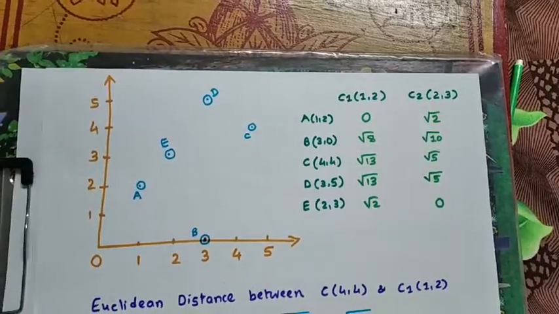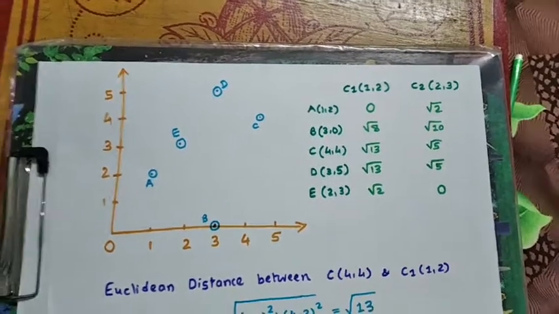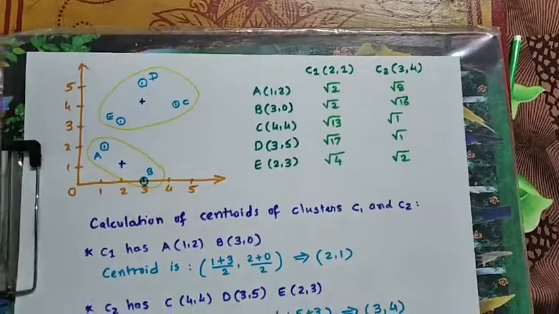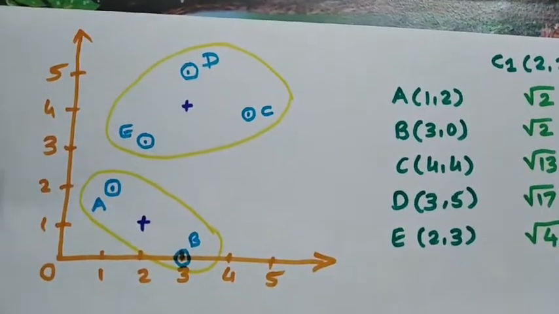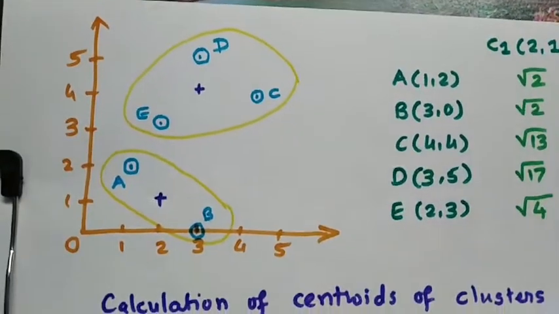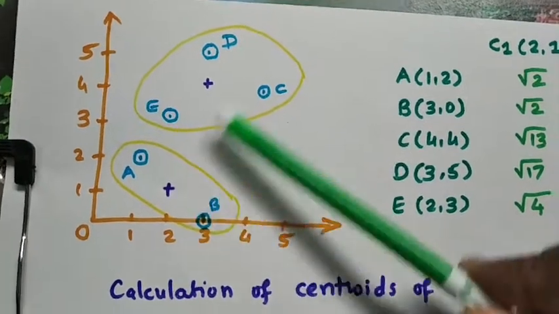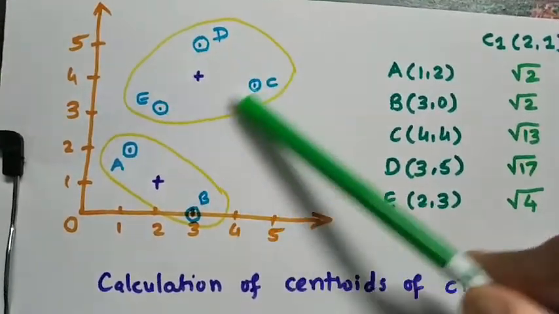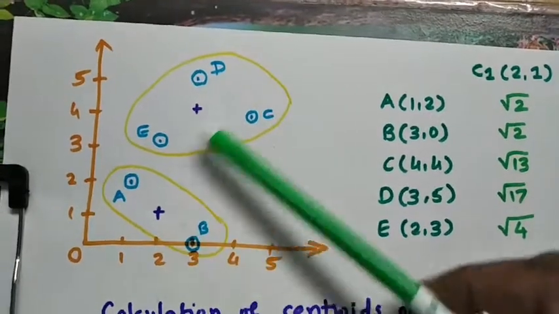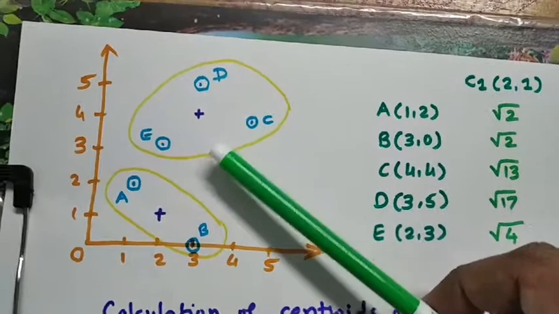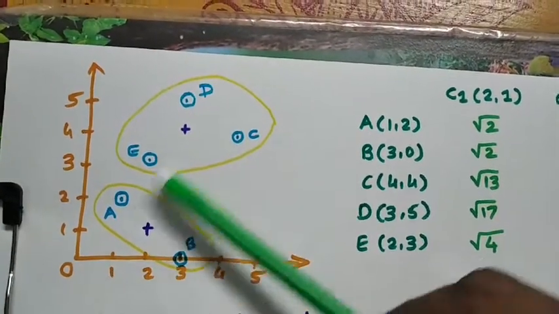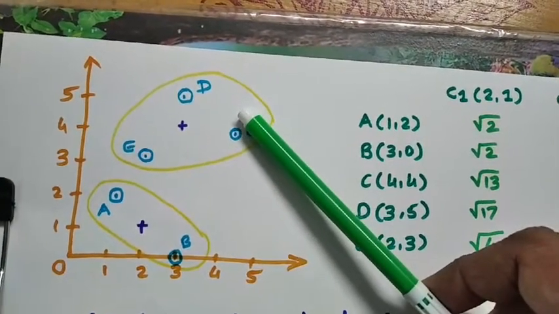So this decision will give rise to this particular cluster allocation, in which objects A and B are part of one cluster, and objects C, D and E are part of another cluster, right? So this is our cluster formation, cluster allocation after the first iteration. AB is one cluster, CDE belong to another cluster.